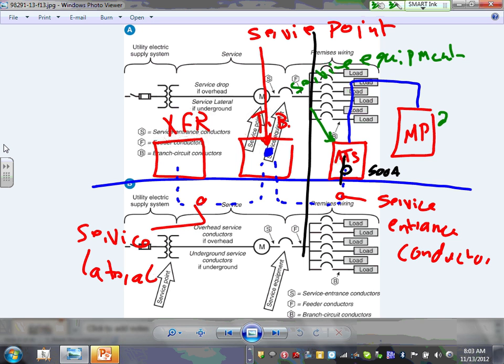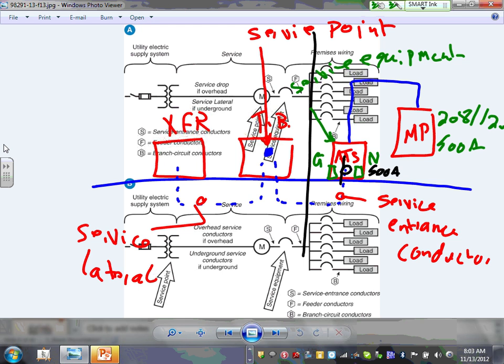This is my 208/120 500 amp panel, right? You remember, you sized it with me. This is called service equipment. Who cares? Because right in here, you have to bring the neutral and bring the ground.